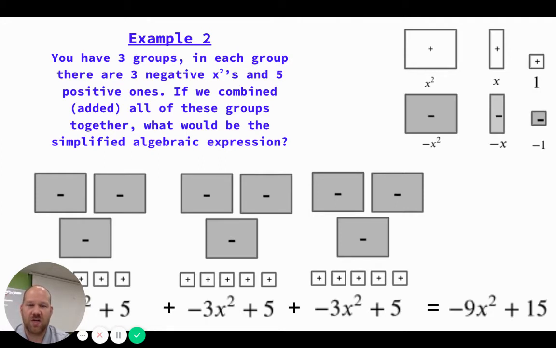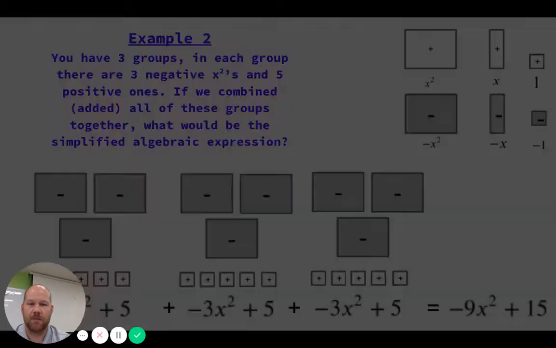This is great, but we don't always want to have to draw out algebraic models because the numbers get really big. When we start working with fractions and decimals, it's just too time consuming. So it's a good place to start, but what we want is a few strategies where we won't have to draw them. That's what we're going to talk about right now.